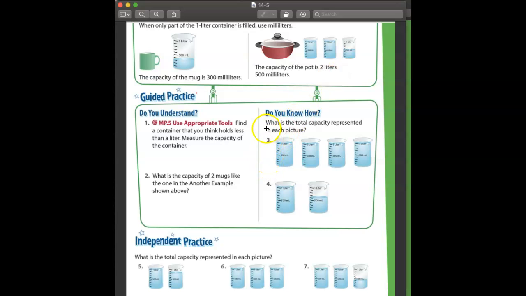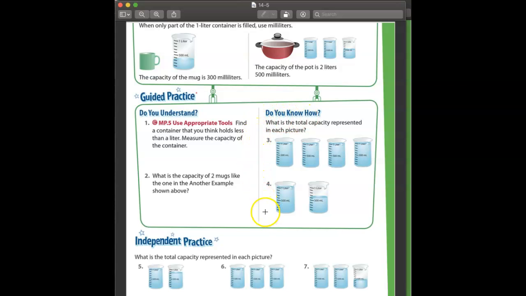Right here, what is the total capacity represented in each picture? So you have 1 liter, 2 liters, 3 liters, 4 liters. You see that it's filled right to this liter mark. So that's 4 liters of liquid.